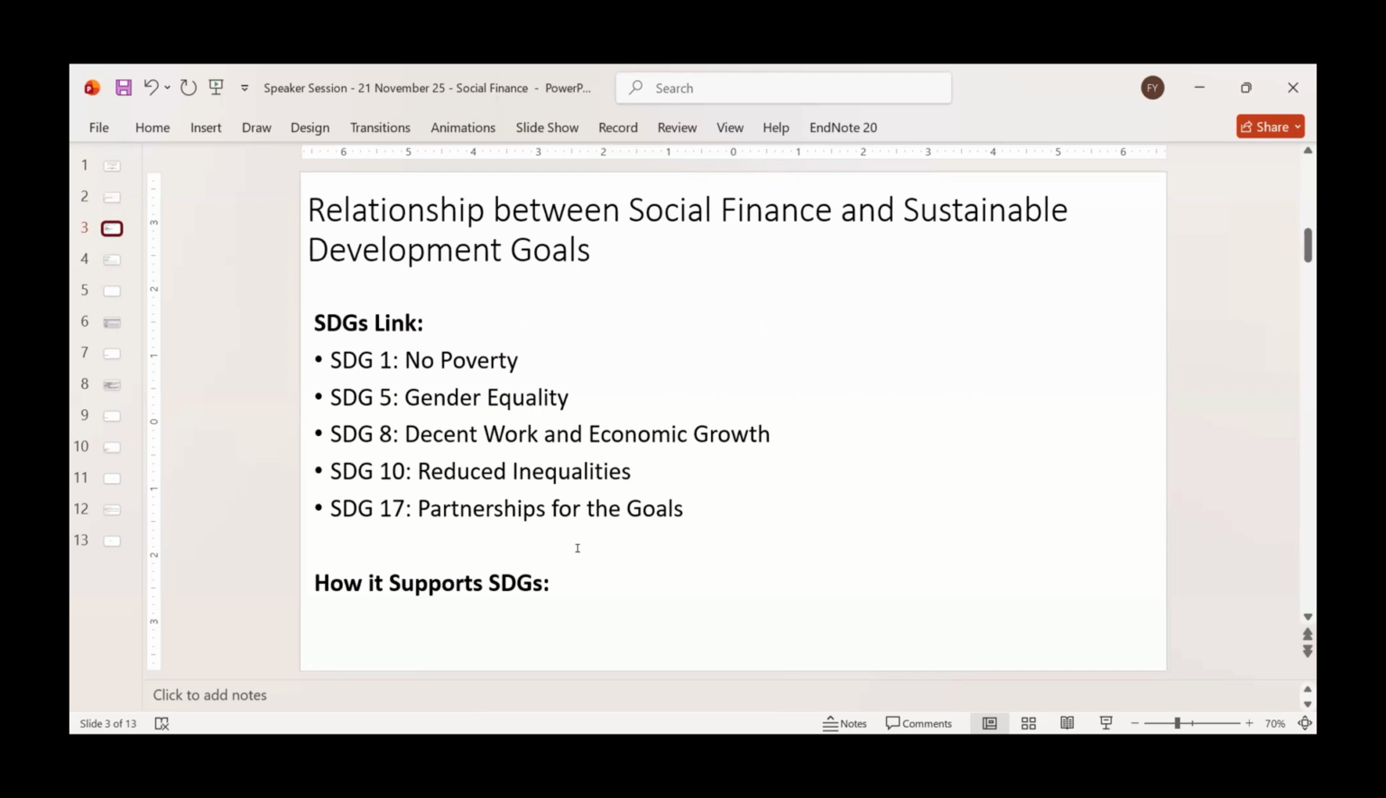So, what is the relationship between social finance and sustainable development goals? Social finance directly contributes to several SDGs such as SDG 1, which is related to no poverty, SDG 5, gender equality, SDG 8, decent work and economic growth, SDG 10, reduced inequalities, and SDG 17, partnership for the goals. And social finance supports the SDGs by providing access to capital for poor and unbanked communities, by encouraging entrepreneurship and self-employment, by promoting an ethical, interest-free and inclusive financial system, and by strengthening community resilience and social cohesion.